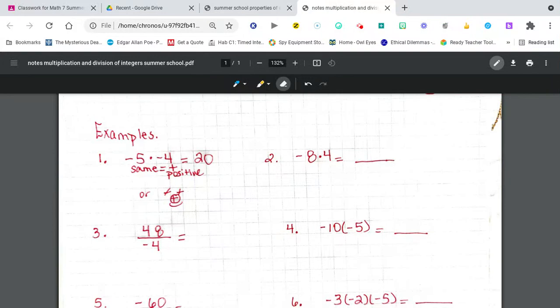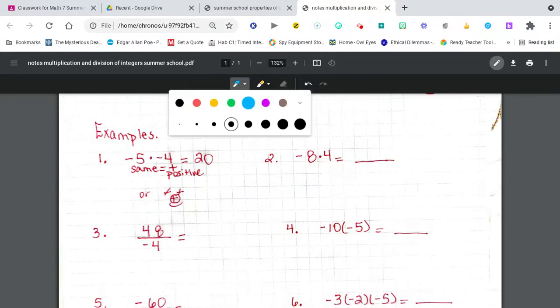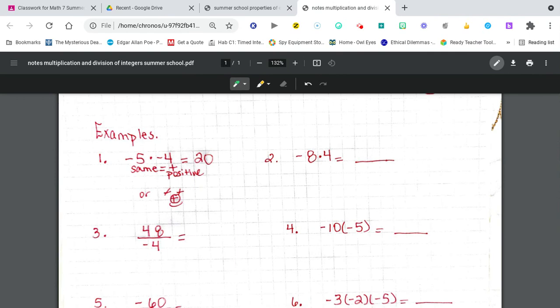Okay, let's take a look at number 1. On number 1, I have -5 times -4. Well, these signs are the same, so I'm going to end up with a positive. And 5 times 4 is 20, so I end up with a positive 20. I could have also used a smiley face. 5 is negative, cross that out. 4 is negative, cross that out. So that leaves me with a positive answer. Positive 20 again, okay? 4 times 5 is 20.